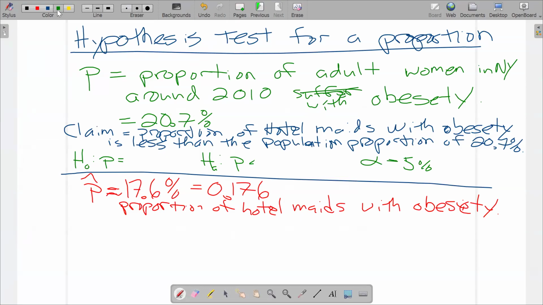All right, so we should state it as 0.207 because that's the way most software deals with it. 0.207.